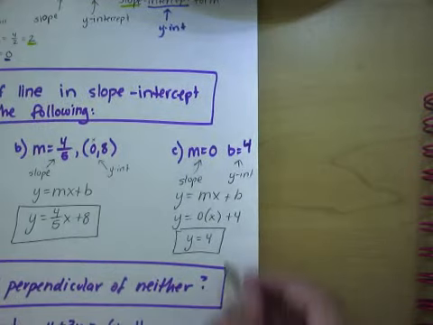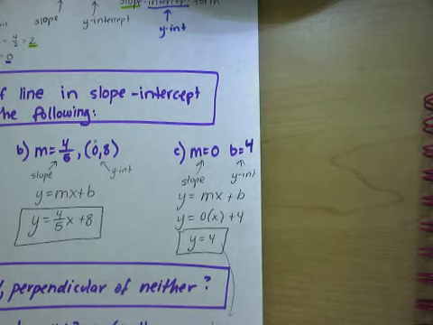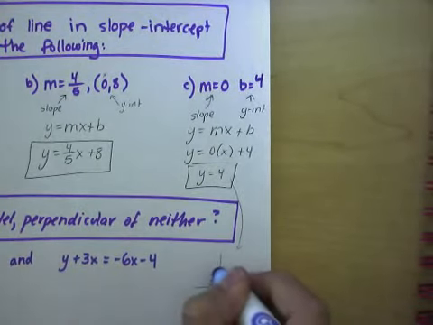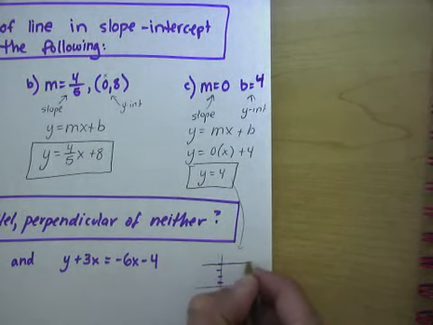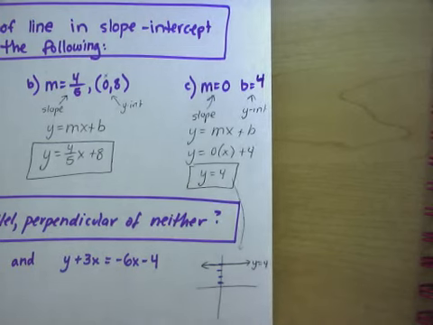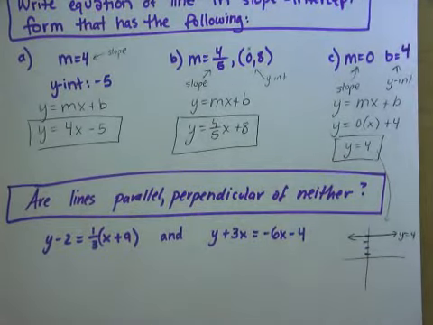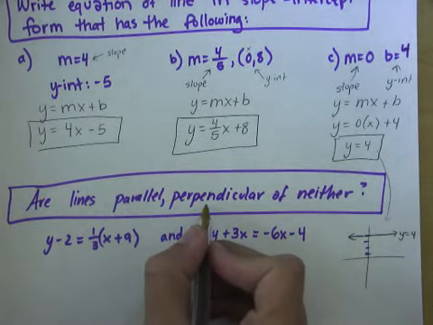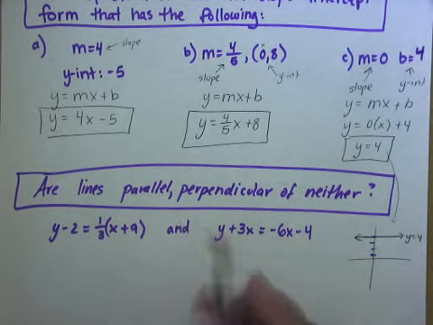So again, if we were to actually graph that, let me show you. So the y-intercept was 4. 1, 2, 4 units up. It would just be a horizontal line. This would be the line y equals 4. The last part says, are these lines parallel, perpendicular, neither? Now keep in mind, parallel has the same slope, perpendicular, their slopes are opposite reciprocals, and neither would be, well, their slopes are either not the same or opposite reciprocals.